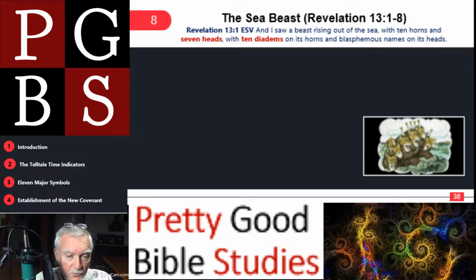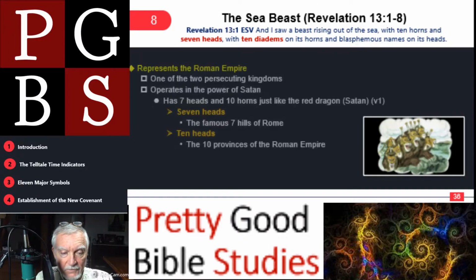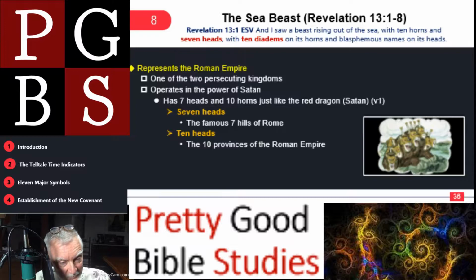Now you will notice the 7 heads and the 10 diadems. This is very similar to the imagery of the red dragon. And there's a purpose for that, because the sea beast is going to be intimately identified with that red dragon, the devil. The sea beast refers to the Roman Empire. Remember, the Roman Empire is one of the 2 persecuting kingdoms in Revelation. And here is one of the major symbols of the Roman Empire.